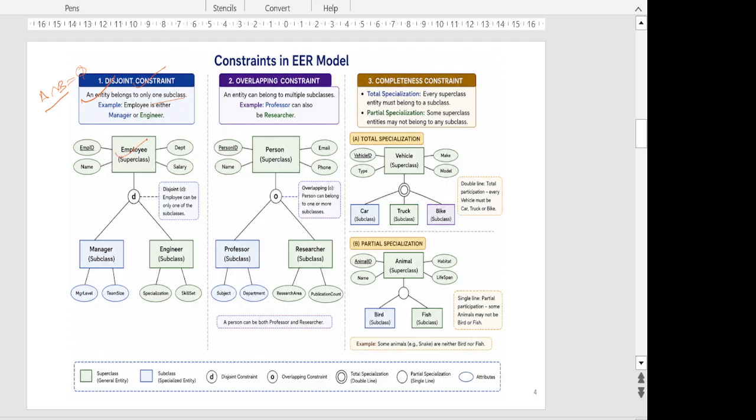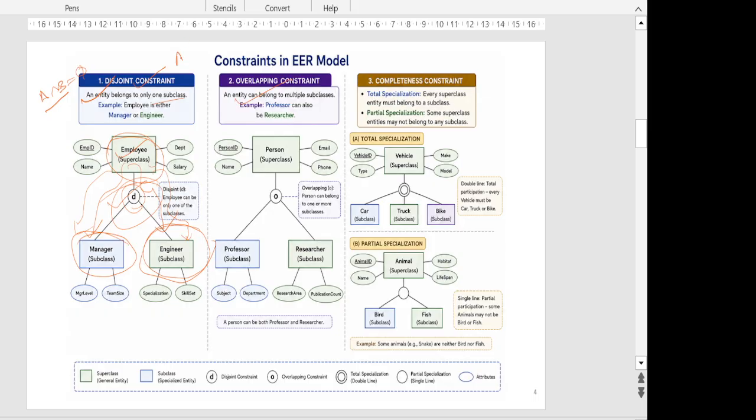You can see the example Employee, either Manager or maybe Engineer, not both. Employee is a superclass, Manager is a subclass, and Engineer is a subclass. That is the reason D is written, a disjoint set. That means an employee may be either a manager or an engineer, not both. That's why it is written disjoint.